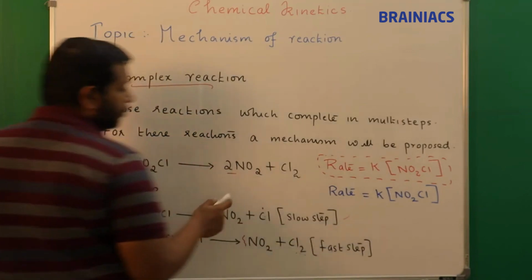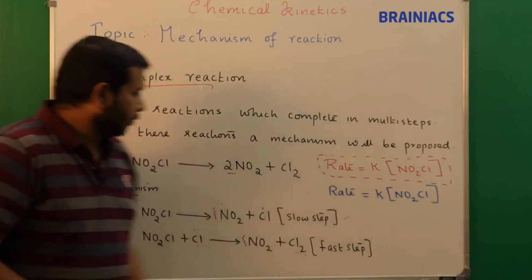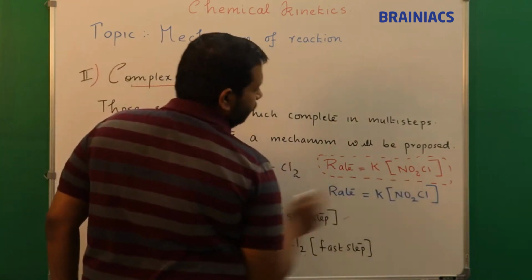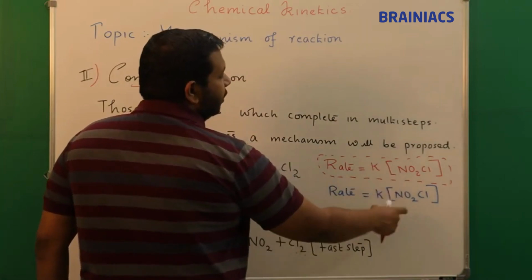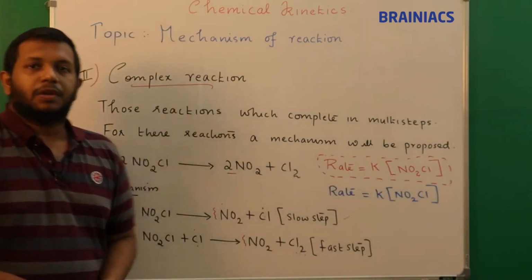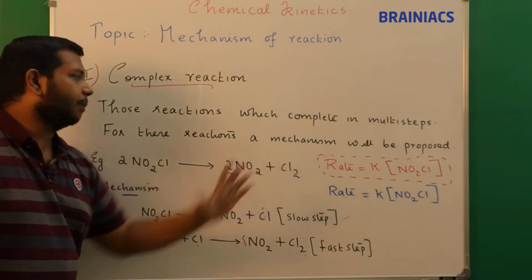Now based on the slowest step, I will write the rate law. How? Rate is equal to the rate constant into the reactant, concentration of NO2Cl. So I can arrive at the same expression that we have determined experimentally. Understood? So this is how we write the mechanism for a complex reaction.